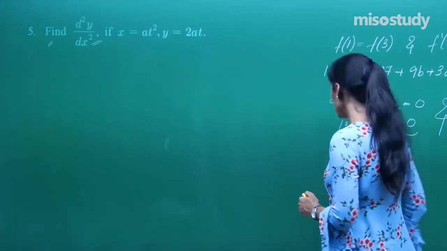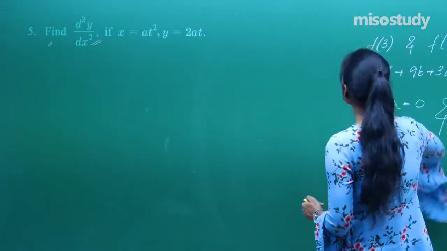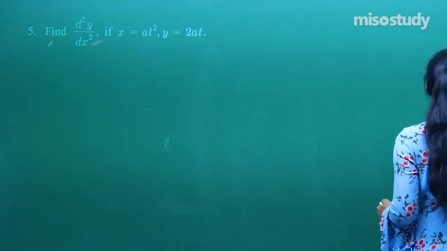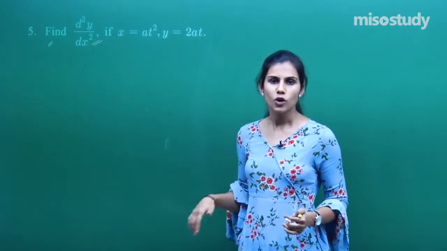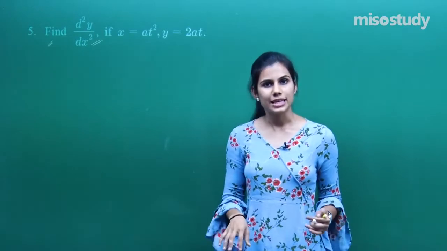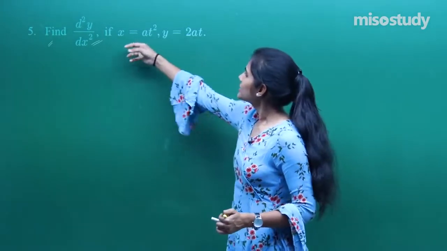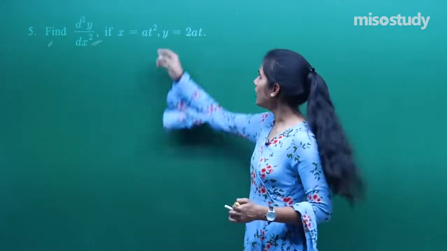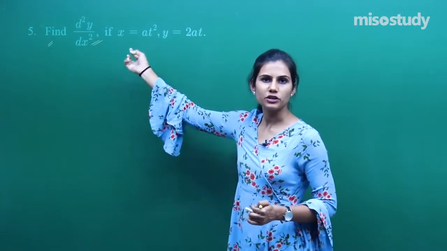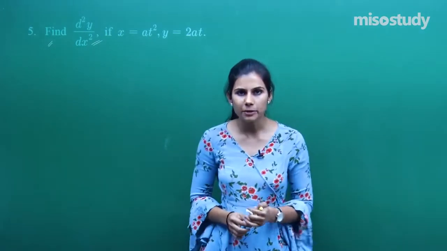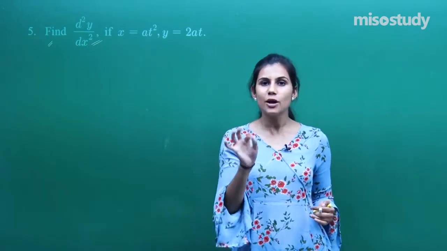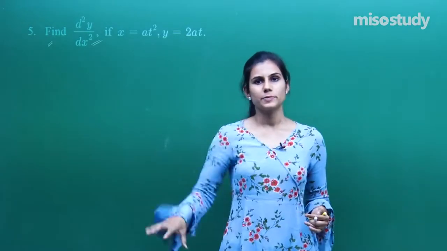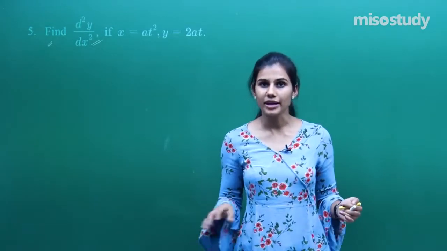Next says find d square y by dx square if x is this and y is this. Now see, in order to find double differentiation of y with respect to x, I should either have y directly as a function of x, which I will first differentiate and then differentiate another time. But here y is not directly a function of x. In fact, y is a function of t and x is also a function of t. So t over here is playing the role of a parameter, which is linking both y and x together, and it is with the help of that parameter I will be able to differentiate y with respect to x, because directly there is no connection between y and x.